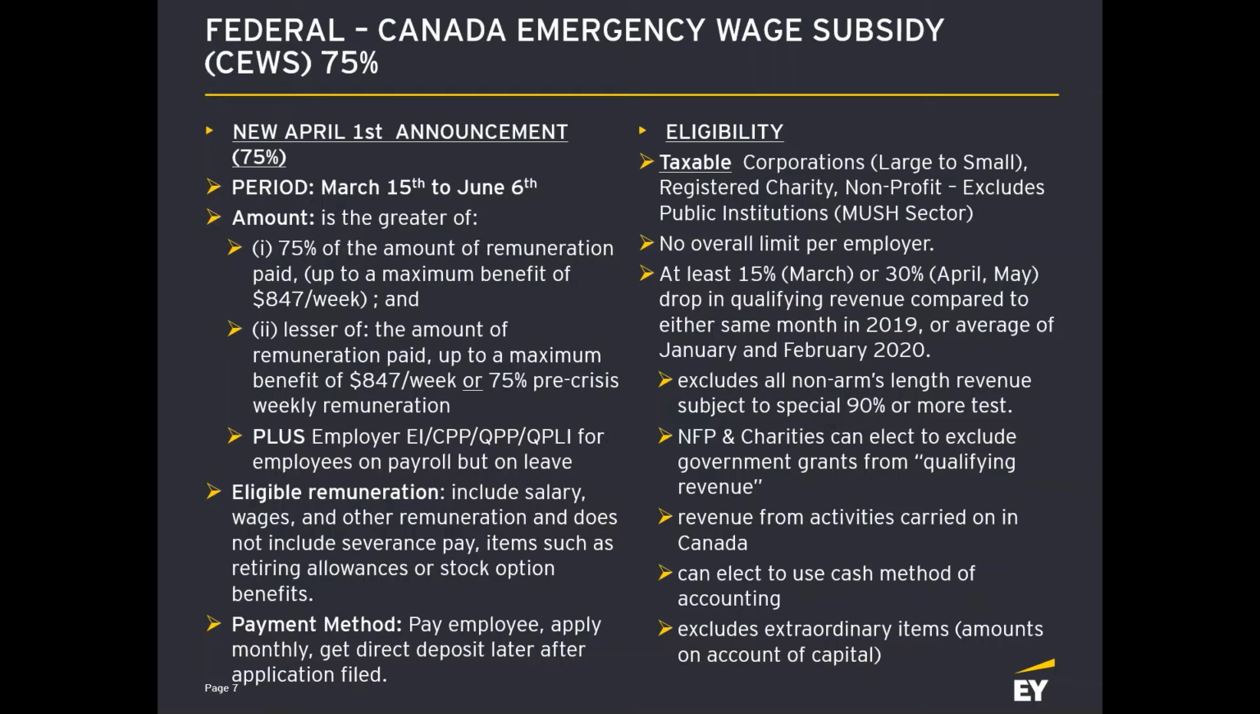So in theory, let's say, for example, you had an employee making $60,000 before this whole thing started, and that was the average pay for the period from January 1st to March 15th. You could basically pay them 75% of that amount, up to a maximum of $847 a week, and that could be fully covered by the government. And then there are some other important things as well.